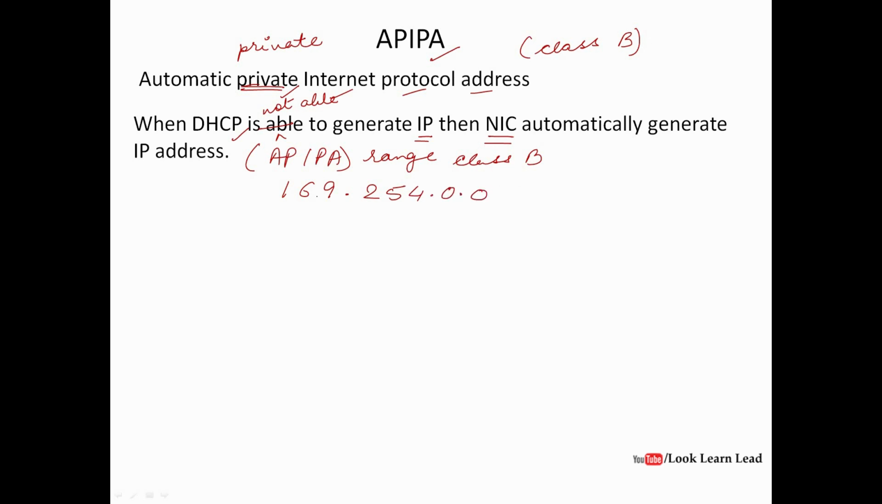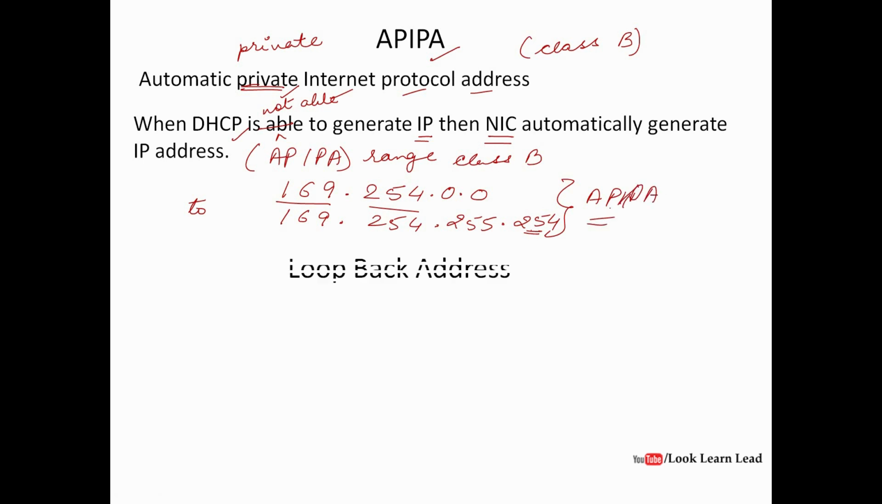The range is 169.254.0.0 to 169.254.255.254. You can remember it like this: remember 169 and 254. It goes from .0 to the last address minus one, because the last address is used for something else, as are the first and last addresses. So this is the range of APIPA. You have to remember it. It is very important, and there may be a question on it.